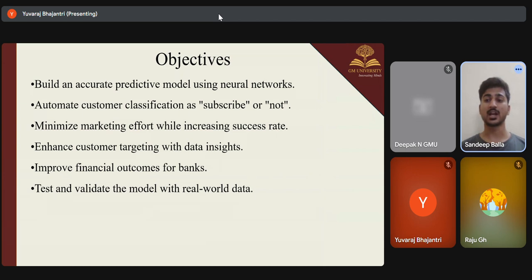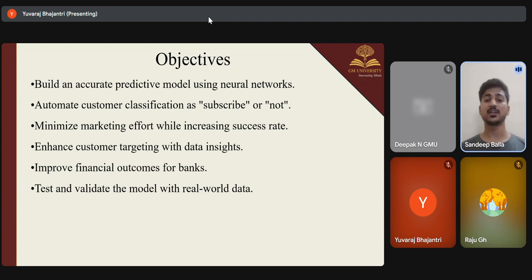I am Sandeep Balla, and I am going to explain the objectives. Build an accurate predictive model using a neural network. Automate customer classification as subscribe or not. Automatically decide if a customer will subscribe or not. Minimize marketing effort while increasing success rate. Reducing marketing costs but getting better results.